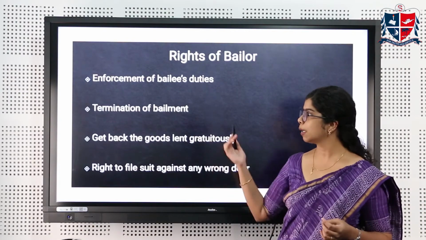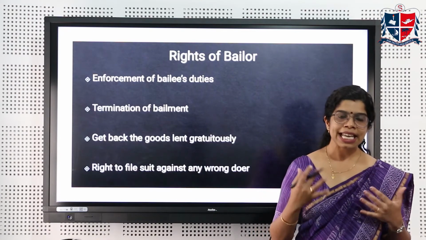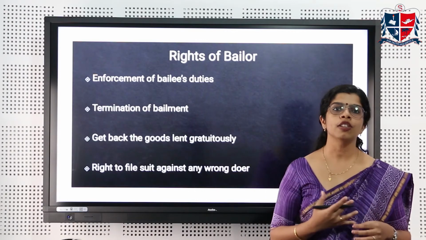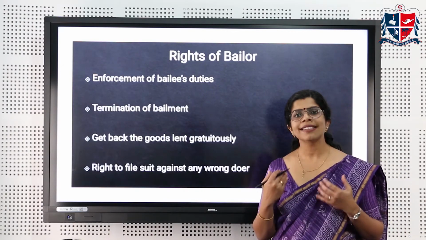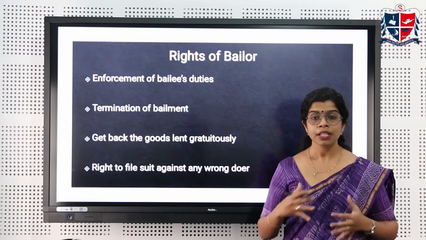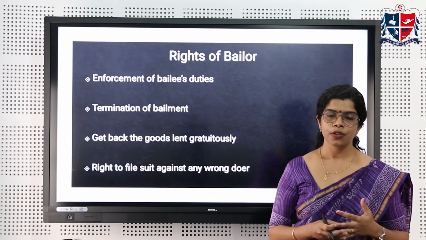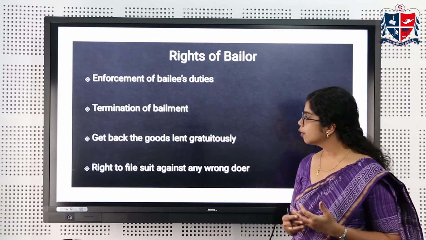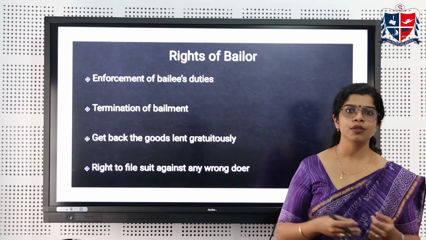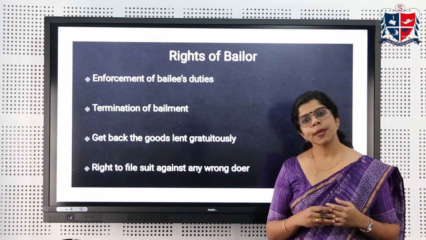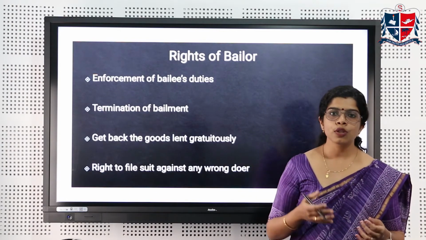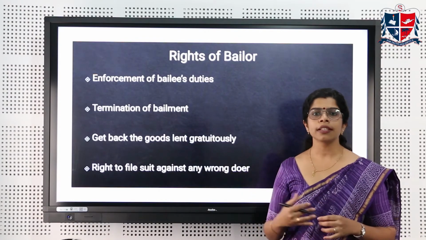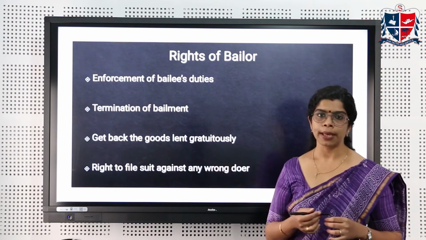Now the second point would be termination of bailment. If there is any inconsistent use of the product, or if the good is used in an unauthorized manner by the bailee, the bailer has every right to terminate the bailment even if it is premature termination. So that is a right that the bailer has. The next point would be to get back the goods lent gratuitously. Like I just told you, as far as gratuitous bailment is concerned, the bailor can get back the goods whenever he wants, even if the purpose has not been achieved or the purpose is not over.